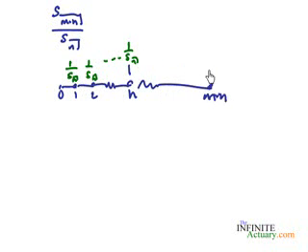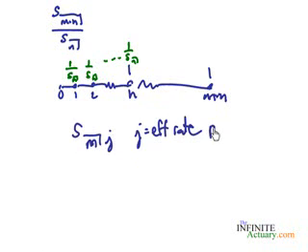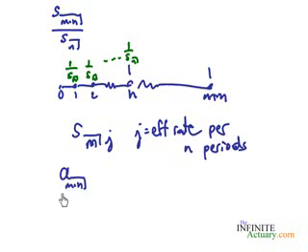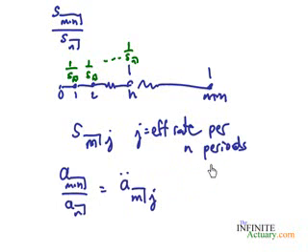These greens are just going to be a series of 1s every N periods. So another way to rewrite that would be s angle M at a rate of j, because there are M of these N periods, where j is the effective rate per N periods. Just like we saw, a angle M times N divided by a angle N is really the same thing as a-double-dot angle M at a rate of j, where j is the effective rate per N periods.